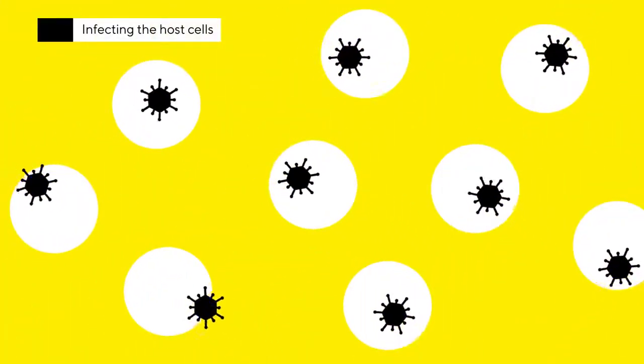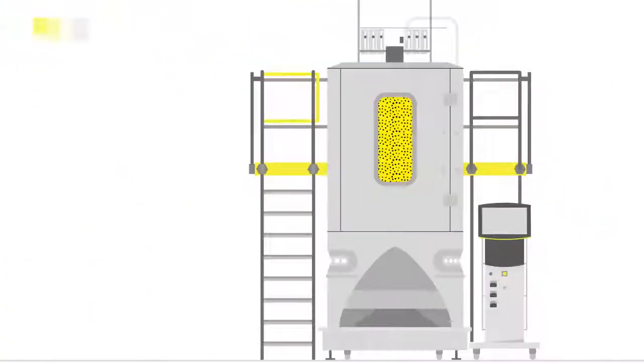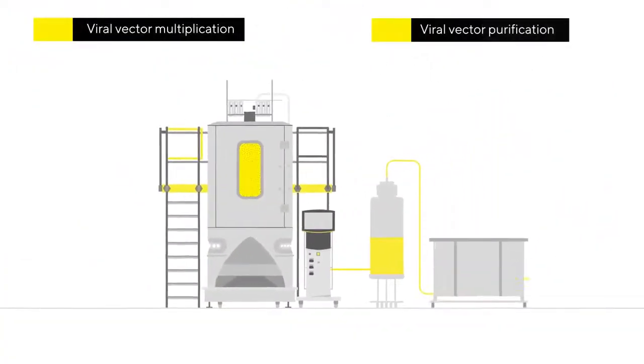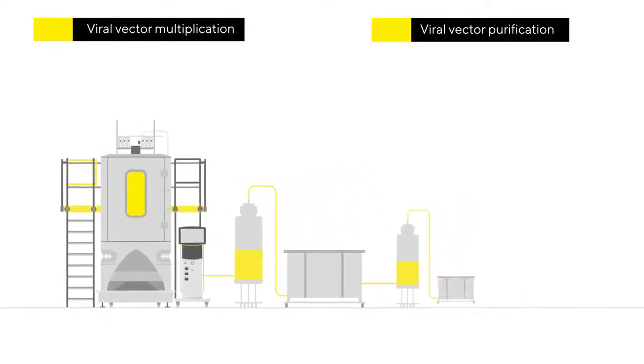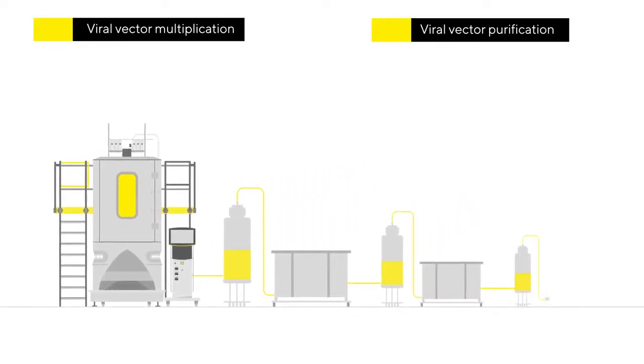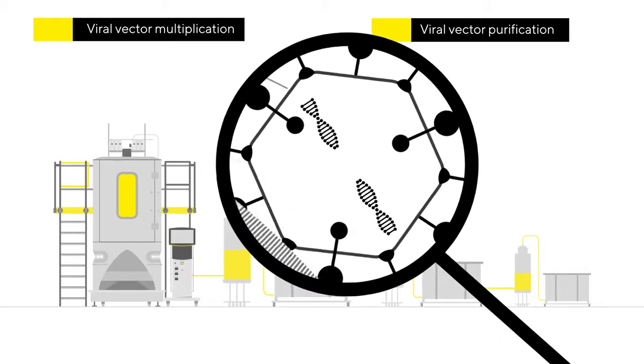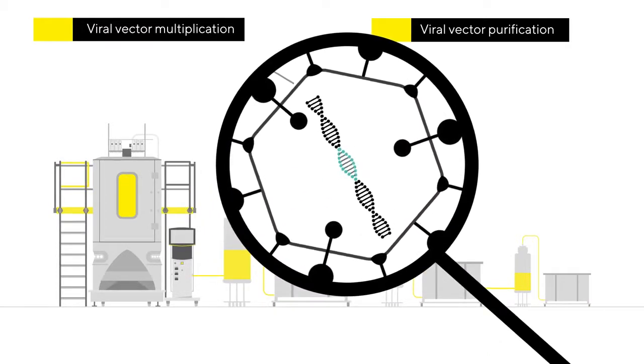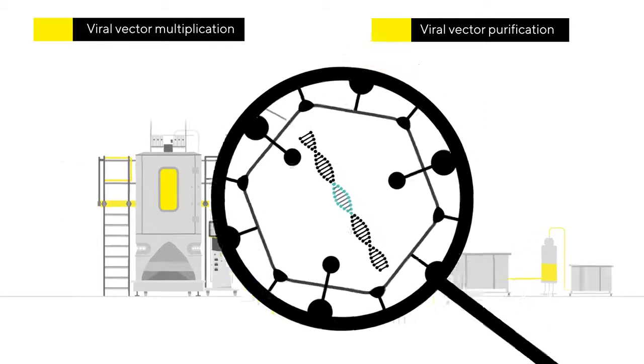We can do this easily as we know the host cells, how to infect them, how the virus multiplies in a bioreactor, and how to purify the viral vector. For each disease, the manufacturing process remains mostly the same, but the genetic information inserted in the viral vectors differs. This allows for faster development of new vaccines.